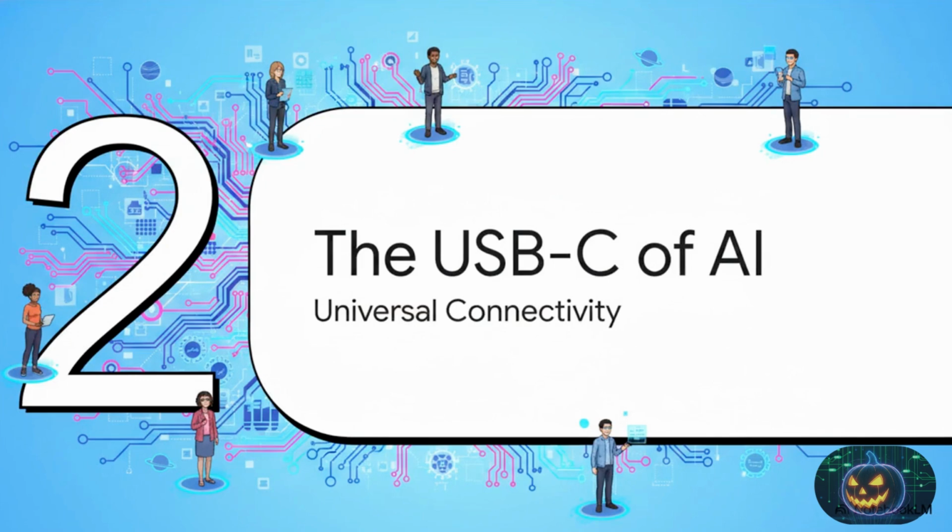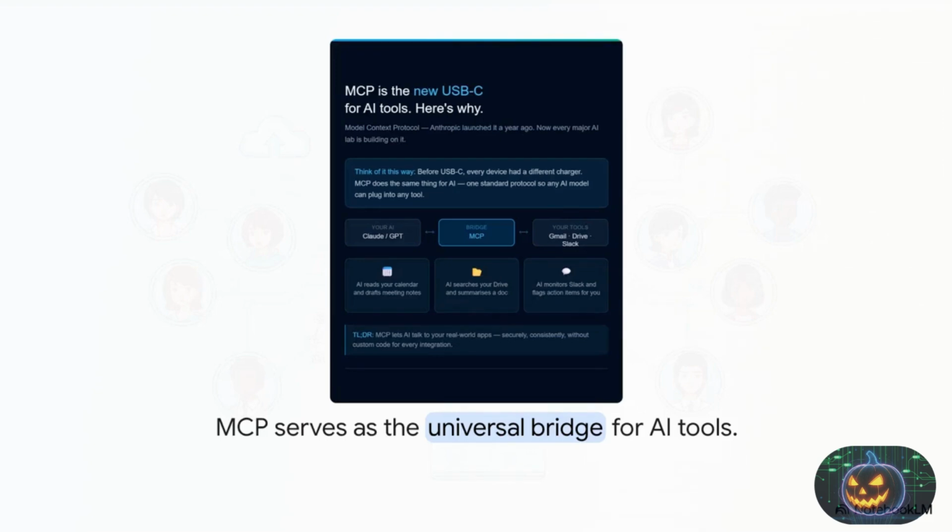Moving right along to Section 2, the USB-C of AI, universal connectivity. Think back to the dark ages of electronics before USB-C came along. You remember that, right? Every single device required a different proprietary charger. You probably had a messy drawer just full of tangled cables. Well, MCP replaces those messy individual integration cables with a single universal port. The AI sits on one side, your tools like Gmail, Drive, or Slack sit on the other side, and MCP acts as the secure, standardized bridge right in the middle.